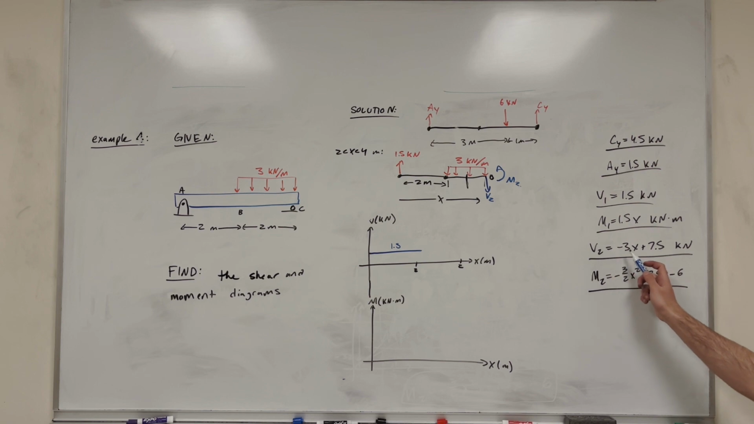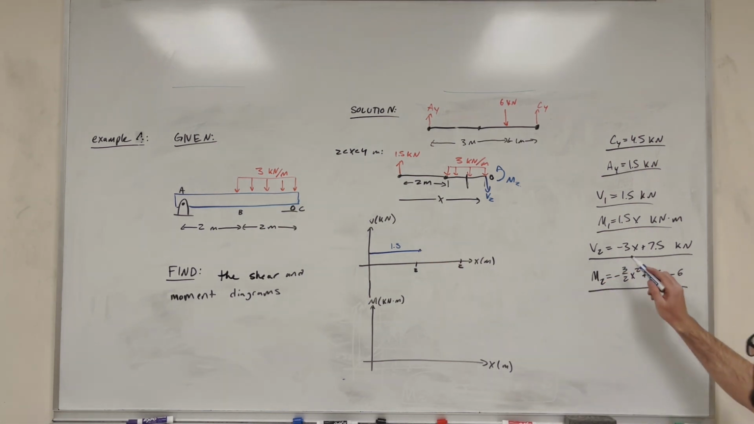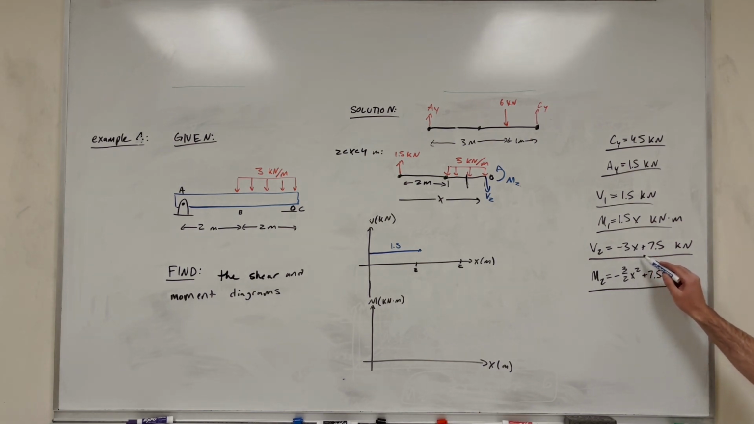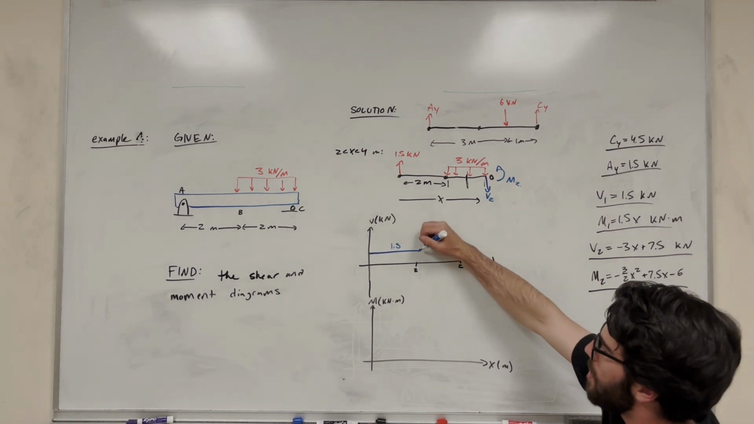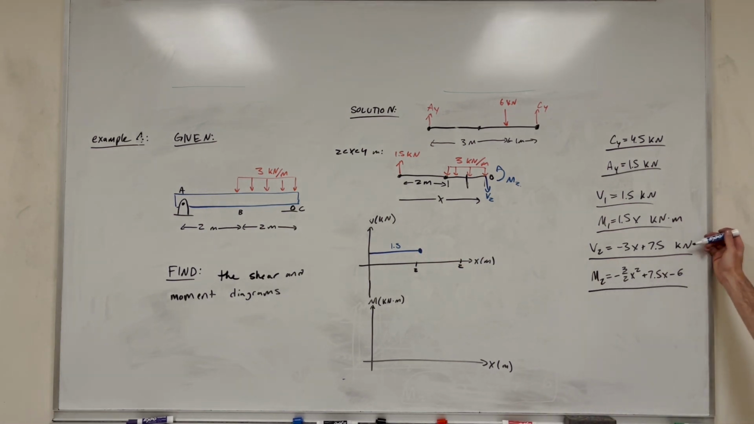So V2, if you plug in 2 meters, we want to see what happens when we get to 2 meters. We get negative 6 plus 7.5. So we're going to start at 1.5. So we're starting here, it looks like. Then we're going to go down, because it's a negative 3x, so it's going to be a downward linear line.